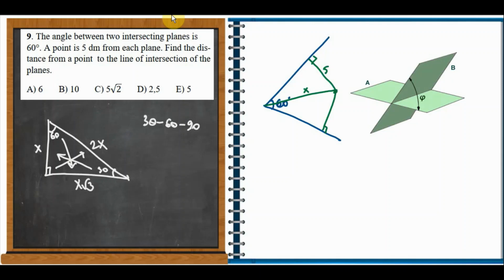Now, what will happen here is 60 degrees will be divided into two equal angles. So that's going to be 30 and 30 here. As you see now, we have a right angle triangle. What we need to find is the side in front of 90 degrees. So it is going to be 2 times 5, because 5 is opposite to 30 and the hypotenuse is 2 times the leg opposite to 30. So that's 10. The correct answer is 10.